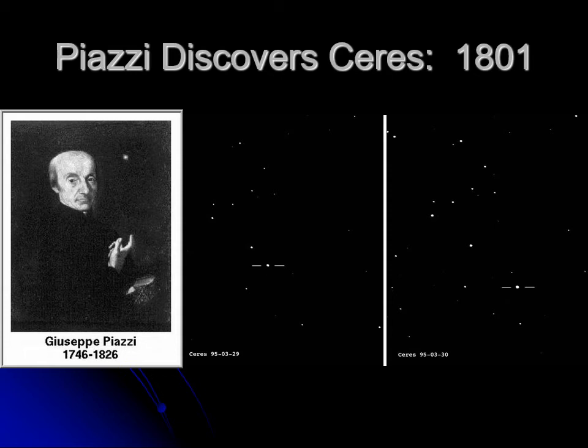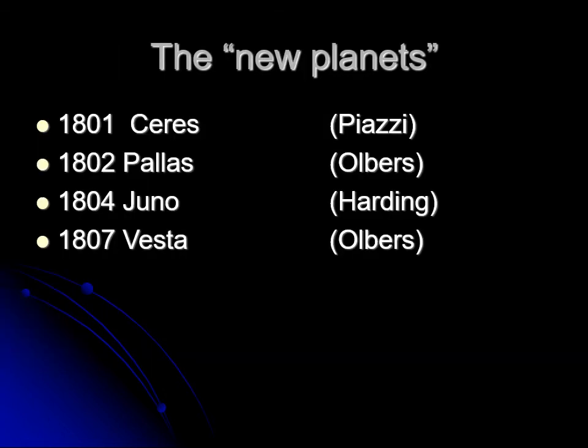But Piazzi found it, and other people in that celestial police kept looking through the sky, and interestingly enough, Olbers comes along and finds another one of these things, Pallas, and then Harding finds Juno, and then Olbers again finds another one, Vesta, and so you ended up with several missing planets, not just the one they were expecting to find.